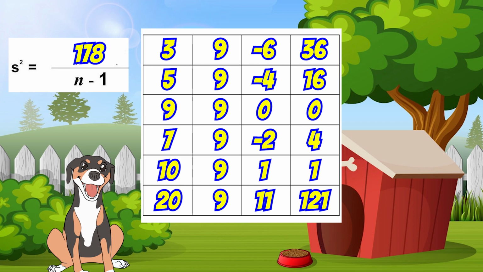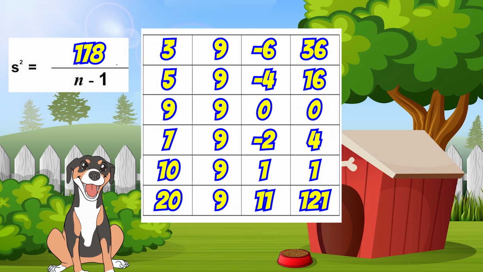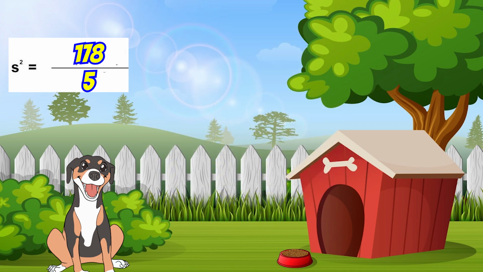So our formula is now 178 over n minus 1. N is the number of values that we have, the count of our sample, which is 6. So as we all know, 6 minus 1 is 5. So the formula is 178 over 5. Now this might be where we need a calculator, which is okay. After dividing 178 by 5, we find that the answer is 35.6. That's our variance. This is fantastic.